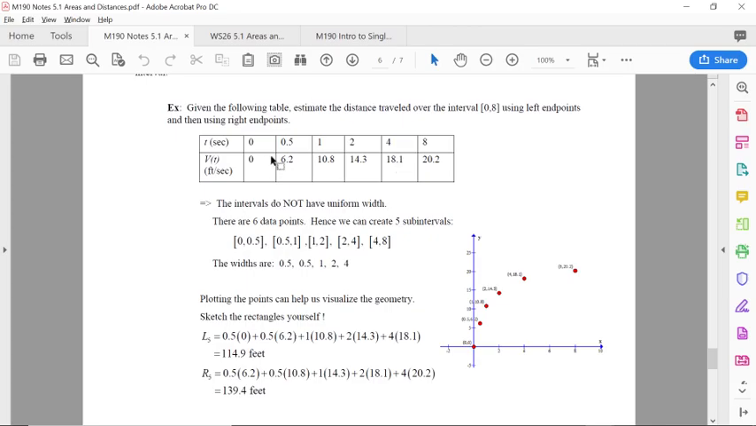So these 5 velocities are our height values for our rectangles, and each one gets associated with its subinterval's width, which I've calculated here. And then we get our approximation for the area, which we can interpret as distance because we're finding area under a velocity function. So we approximate 114.9 feet. Do we think that this is an overestimate or an underestimate?